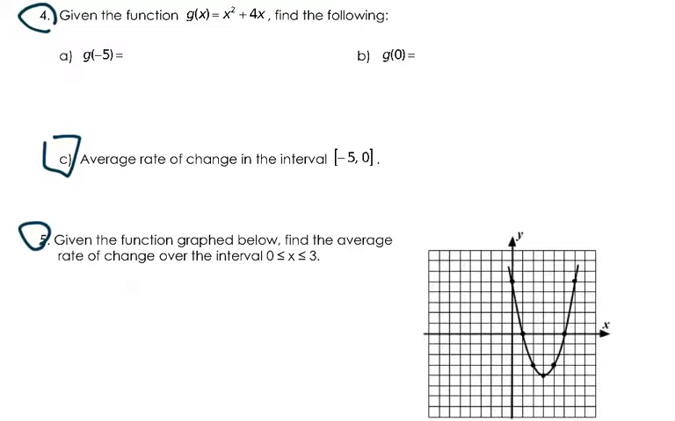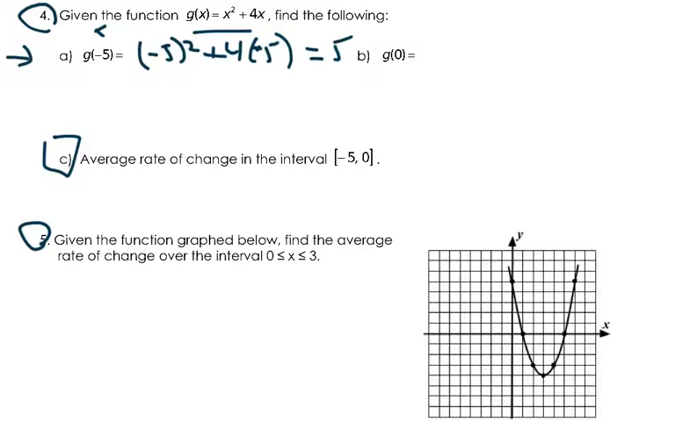So for number 4, if you're looking at A, it is saying g of negative 5. When you see something like this, it is actually giving you the x value. So you're just plugging that into the given function above. So g of negative 5 is equal to negative 5 squared plus 4 times negative 5. And then you would put that into your calculator, and it would give you an answer of 5.